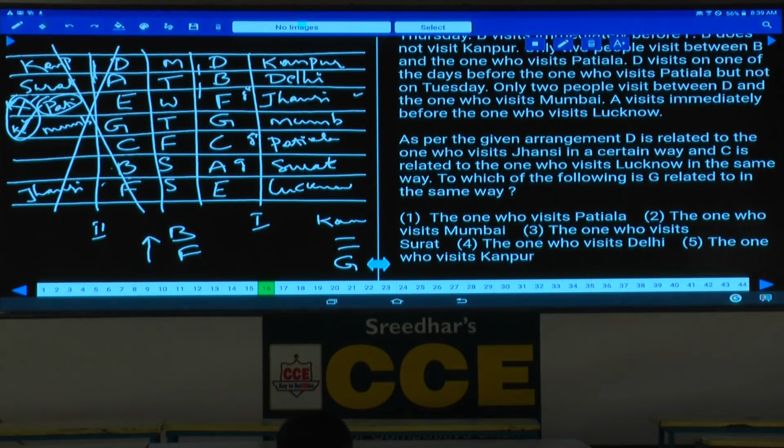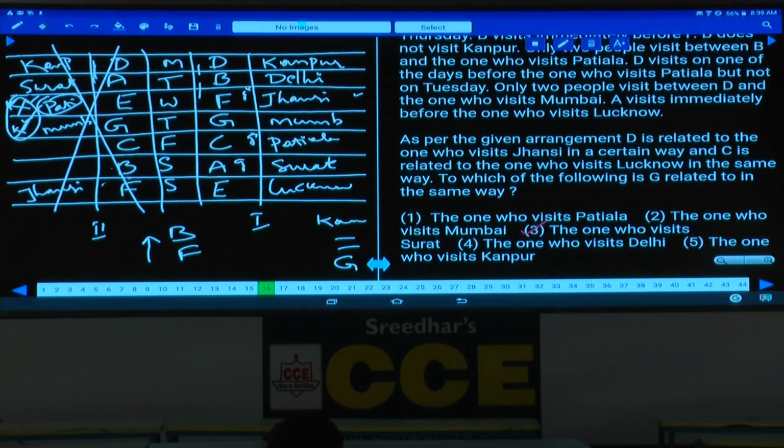In the same way, to which of the following is G related? G is the one who visits Surat, and Surat is given in the choices. It is choice 3. Done with question number 16.